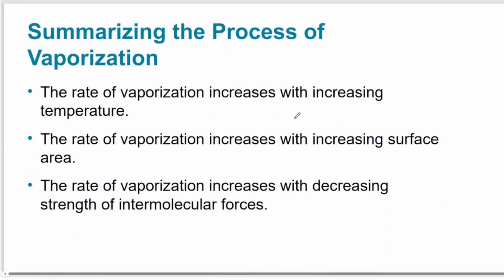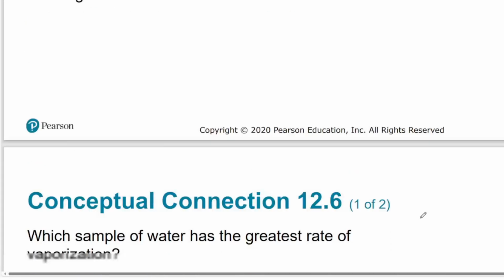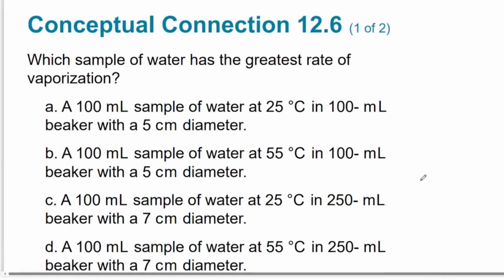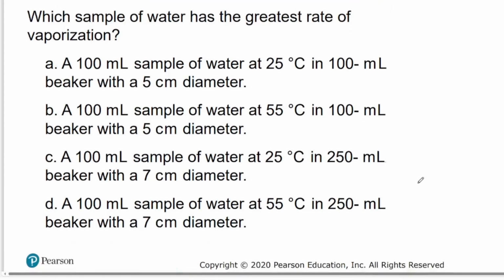So the rate of evaporation increases with increasing temperature and also with increasing surface area, and decreases with decreasing temperature and decreasing surface area. The rate of vaporization also increases with decreasing strength of intermolecular forces. Which of these samples of water has the greatest rate of evaporation?